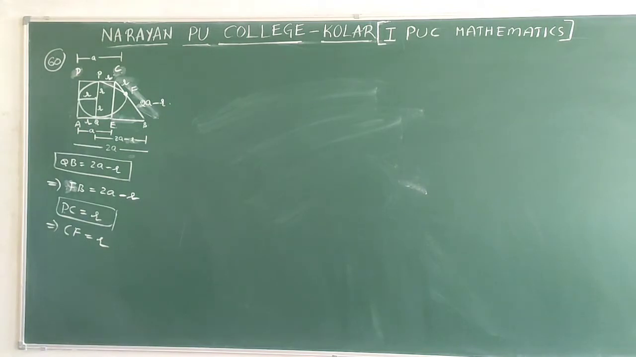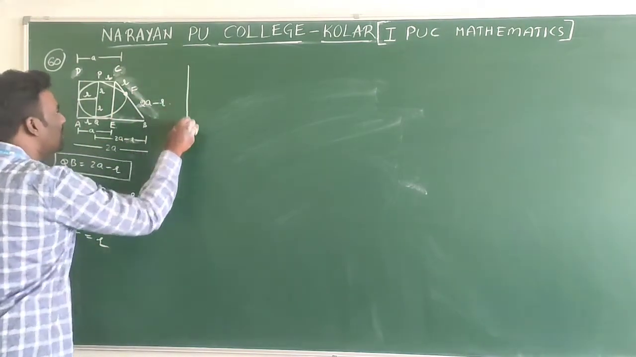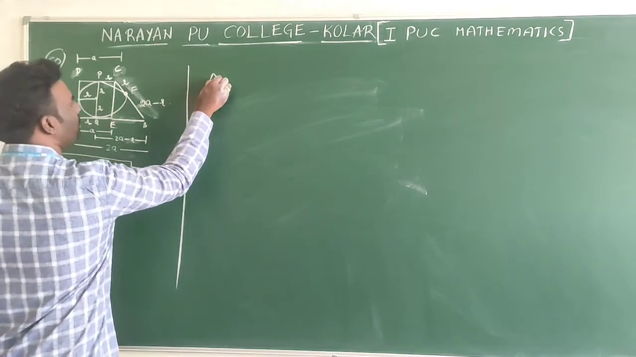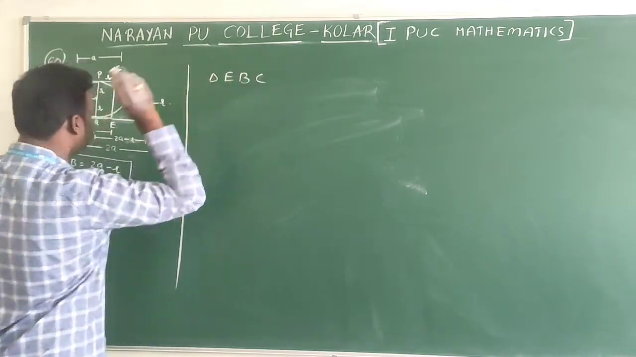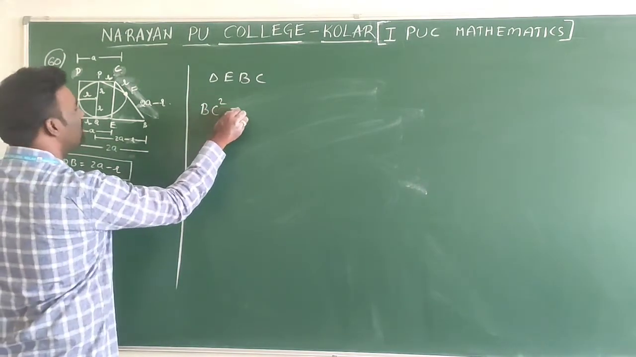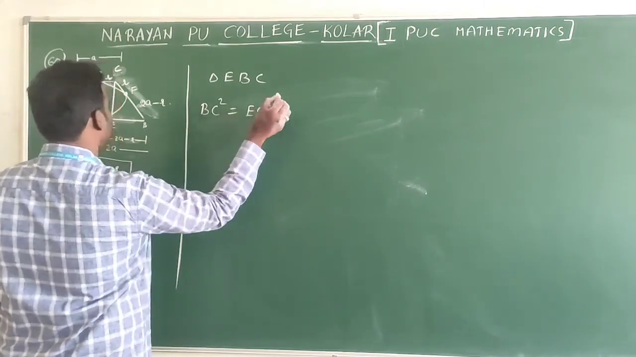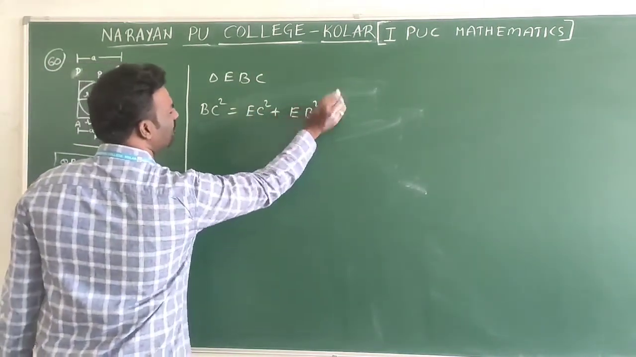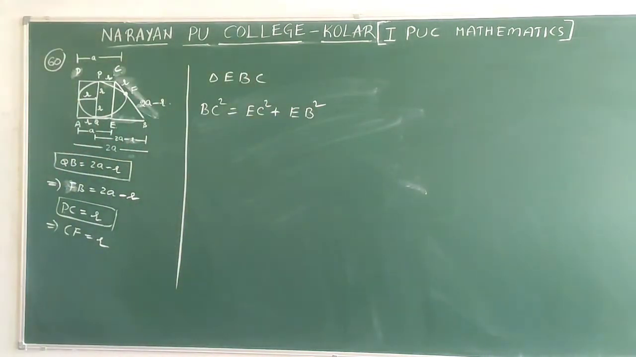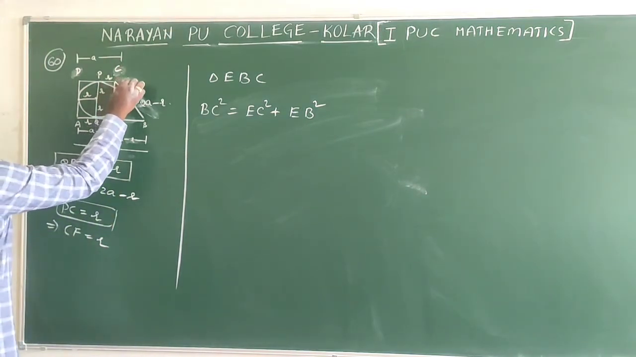But in the question, what do we need to find? We need to find its radius. Then its radius means this is a right angle triangle. From this right angle triangle EBC, if you apply Pythagoras theorem, hypotenuse square is equal to opposite square plus adjacent square. Now this BC, sorry, it is not a tangent, this is a minus r.